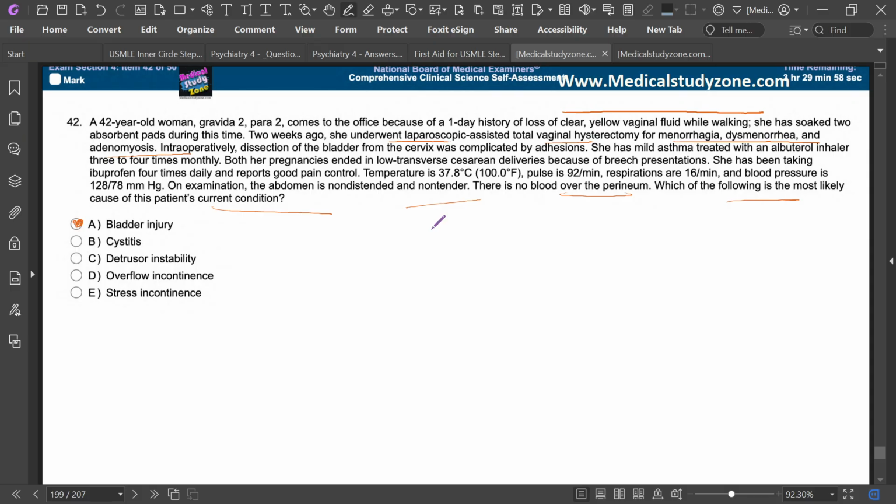She has mild asthma treated with an albuterol inhaler 3 to 4 times monthly. Both her pregnancies ended in low transverse cesarean deliveries because of breech presentation. She has been taking ibuprofen 4 times daily and reports good pain control. Temperature is high, pulse, respiration, and BP are normal. On exam, the abdomen is not distended and nontender. There is no blood over the perineum. Which of the following is the most likely cause of the patient's current condition?